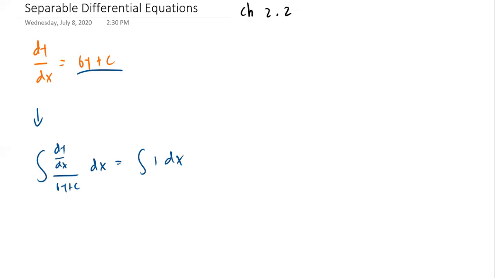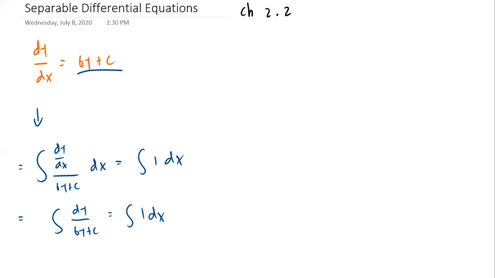Then if you remember, this inside here, the dy/dx times dx just becomes dy. So it just becomes the integral of dy over by + c. So like I mentioned, integrate the left-hand side with respect to y, integrate the right-hand side with respect to x. And this was the process, right? And then solve for y.